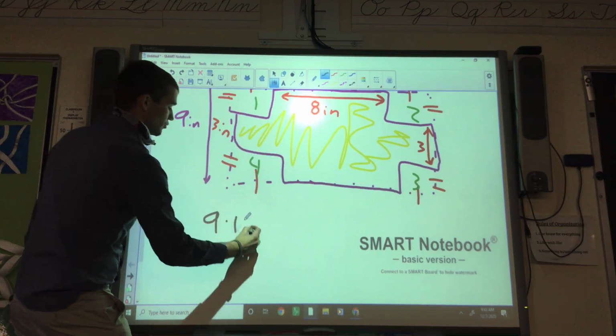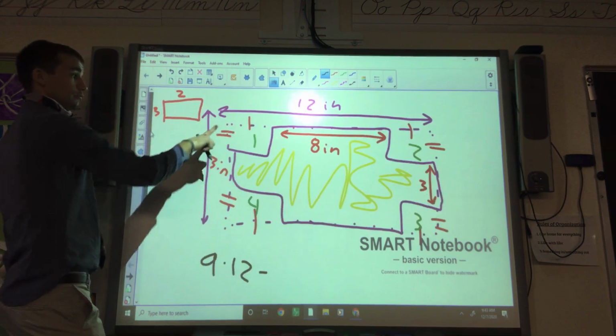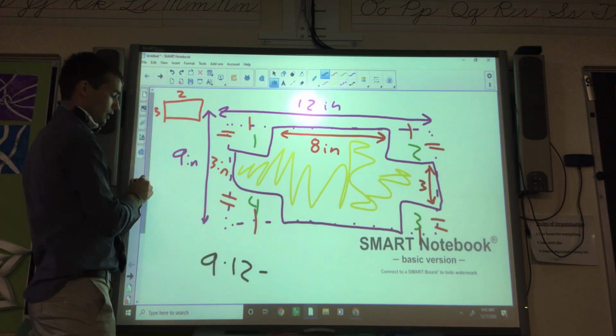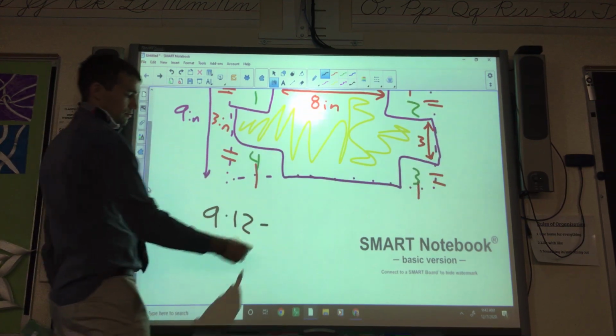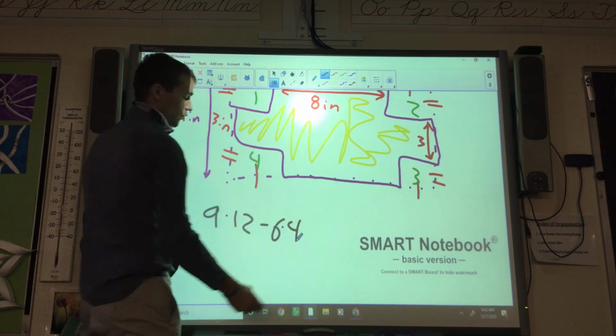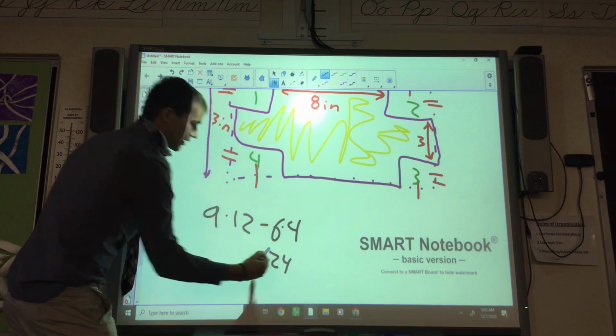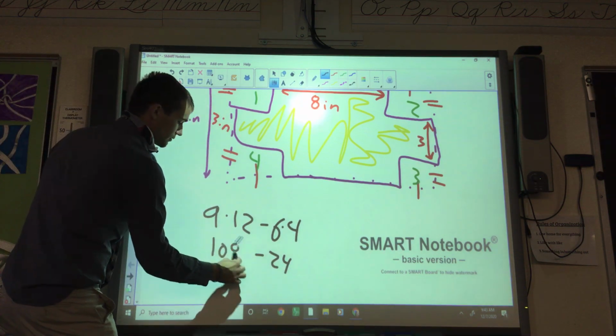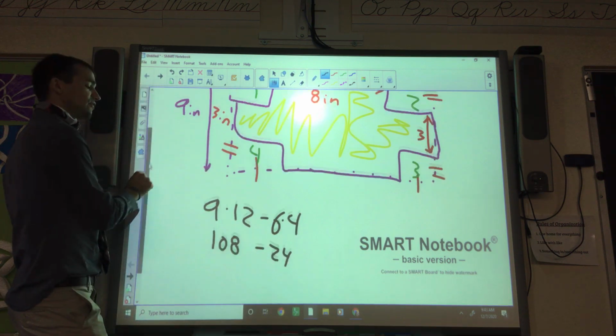9 times 12 minus, what's the area of one of them? 6. 3 times 2 is 6. And how many of them are there? 4. 6 times 4, so this is 24. 9 times 12 is? 108. Yep, 108. 108 minus 24.